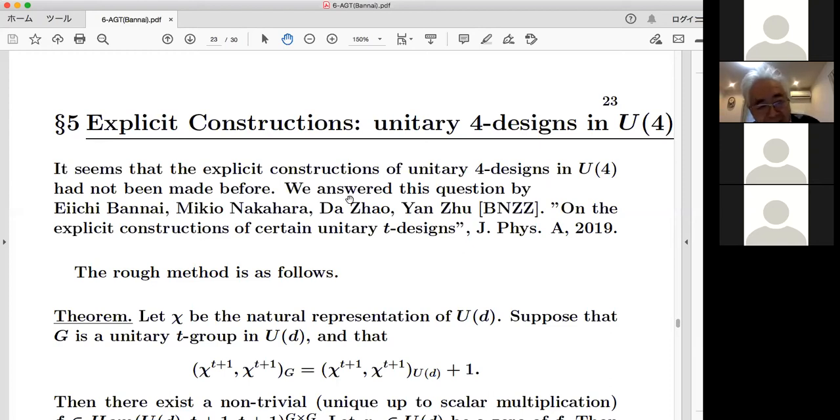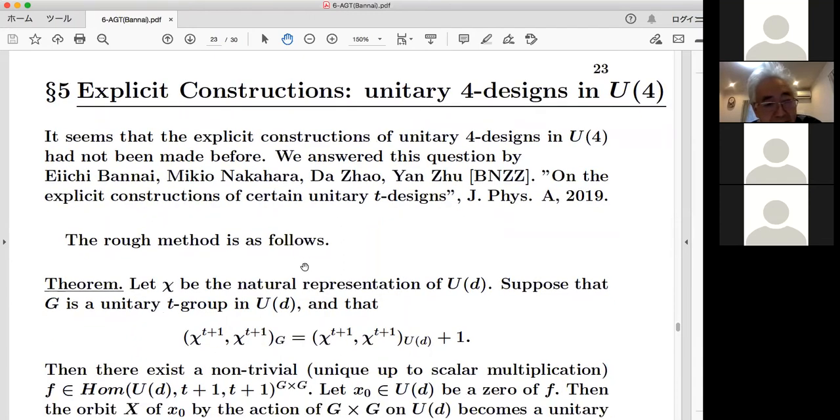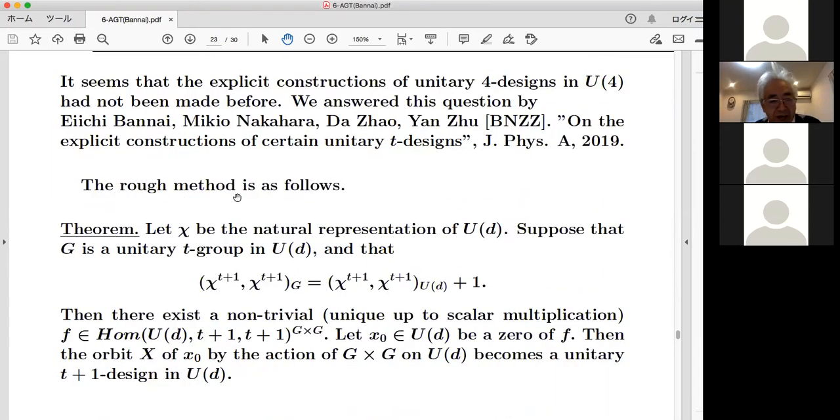But we could answer this question in a joint paper with Mikio Nakahara and Da Zhao and Yanju. And the title of this paper is On the explicit constructions of certain unitary T designs. And it was published in a physics paper, Journal of Physics A, about 3 years ago. And the rough method is as follows.